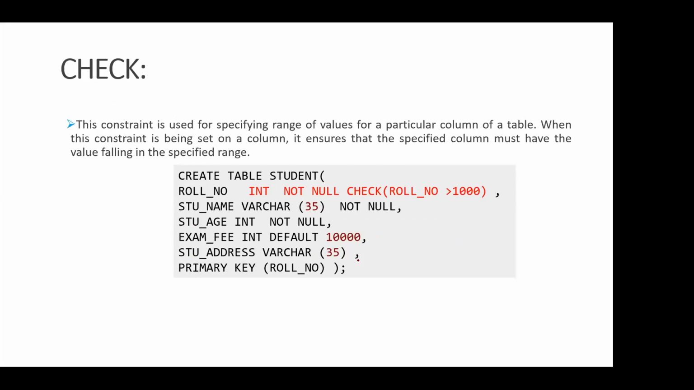Now check constraint. This is also very important. This constraint is used for specifying the range of values for a particular column of a table. When this constraint is set on a column, it ensures that the specified column must have a value falling in the specified range. For example, suppose I am going to fix the roll numbers of computer science to be greater than 500. So computer science students' roll numbers must be greater than 500.